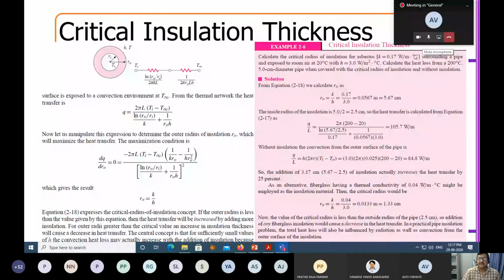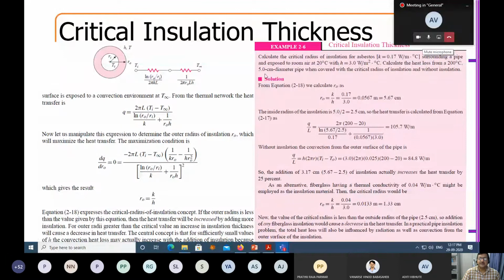So what does the problem tell me? This insulation has a thermal conductivity of 0.17 watt per meter degree centigrade. Outside I have air, which has a heat transfer coefficient of 3 watt per meter square degree centigrade, and the ambient temperature is 20 degrees centigrade. Now calculate the heat loss from a pipe with inner fluid at 200 degrees centigrade and 5 centimeter diameter, when covered with the critical radius of insulation and without insulation.